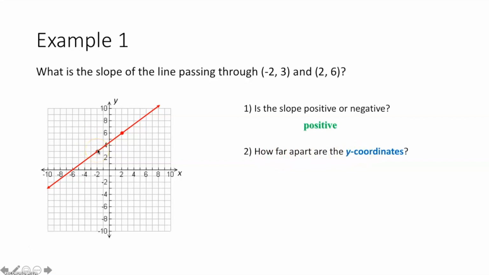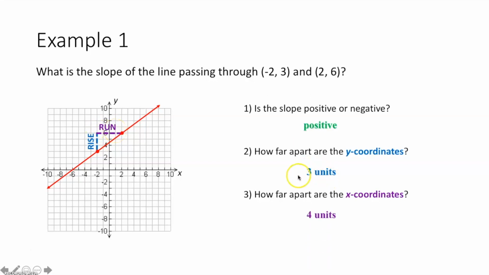So what we're going to do is figure out, between these 2 points, how far apart are the y coordinates? What is the rise? We're starting at 3 and going up to 6, so that would be 3 units apart. Next, how far apart are the x coordinates? We're starting at x equals negative 2 here, and going to x equals positive 2 here. So the run, the distance between the x coordinates, would be 4.